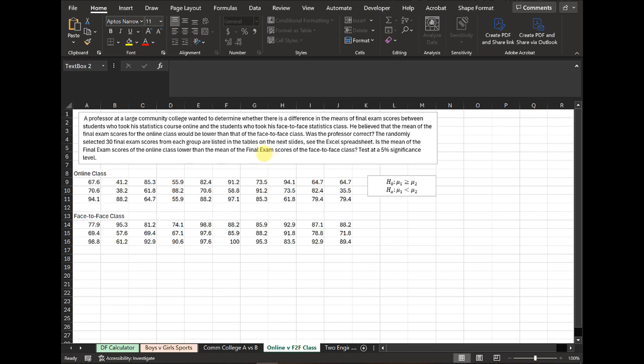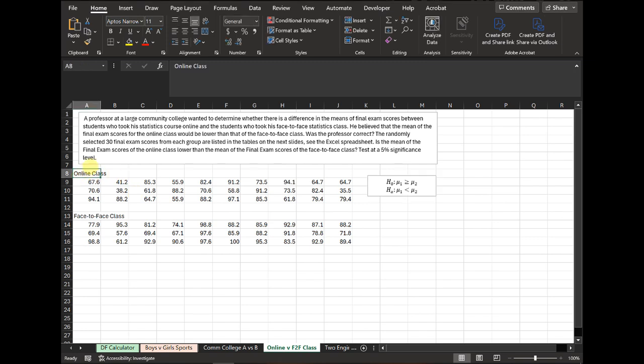And so we have randomly selected 30 final exam scores from each group in this spreadsheet, and we want to know, is the mean of the final exam scores of the online class actually lower than the final exam scores of the face-to-face class? And we're going to test at 5% significance.